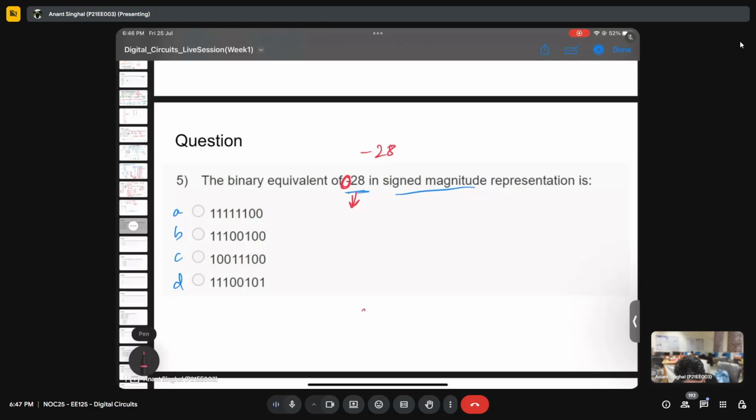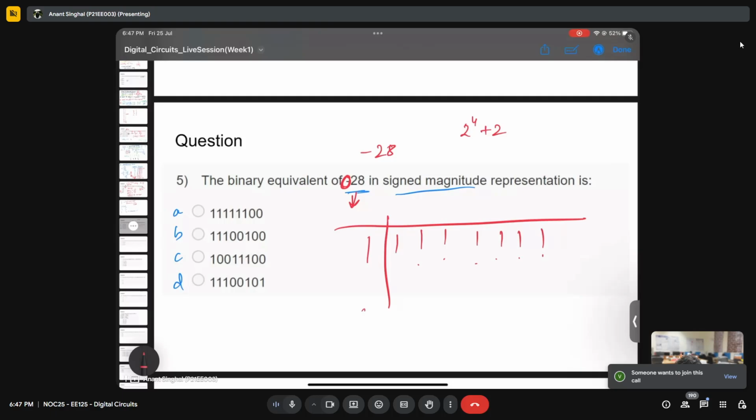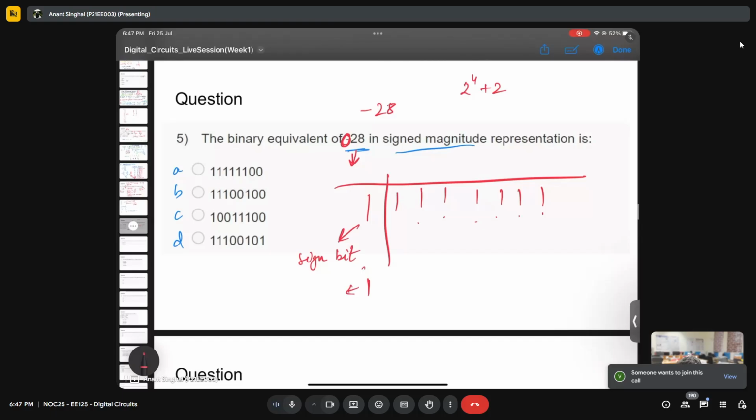So 28 is nothing but 16 plus 8, that is 2 raised to the power 4, plus 2 raised to the power 3, and so on. Let me write 8 bits, numbered 1 to 8. While doing this 8-bit representation, one bit is particularly reserved for the sign bit. If the sign bit is 1, that means we have a negative number, and if it is 0, then we have a positive number. Is this sign bit thing clear to everyone? So since the number is negative, our first digit would be 1, right?